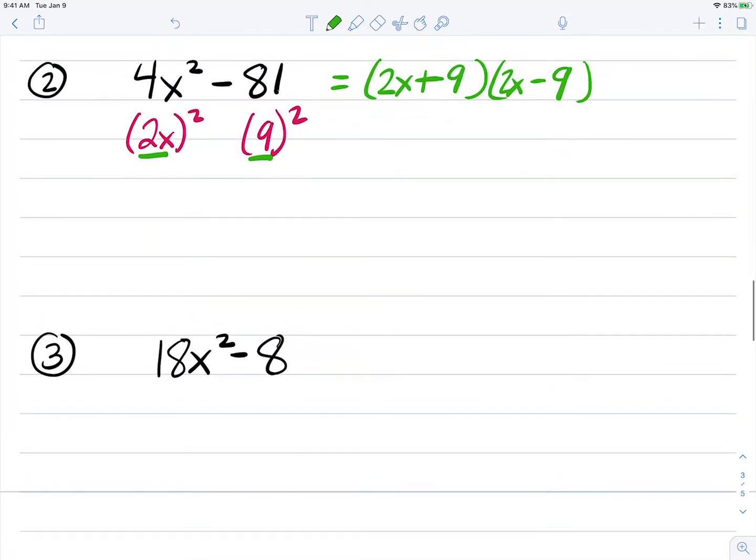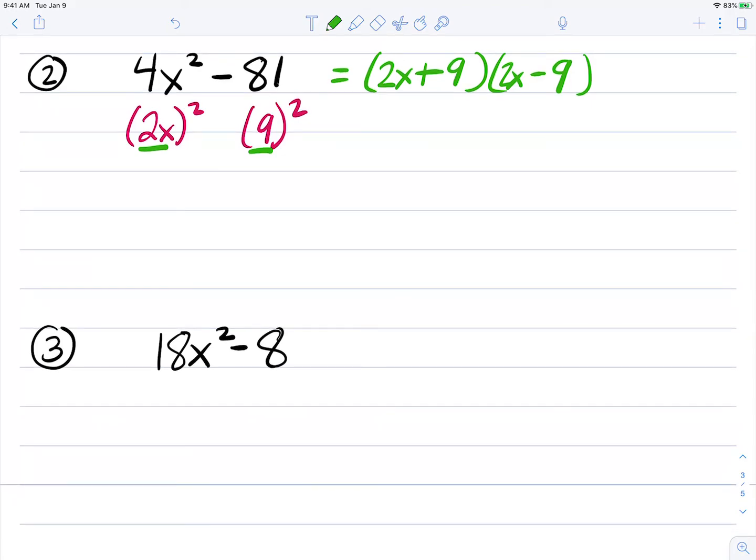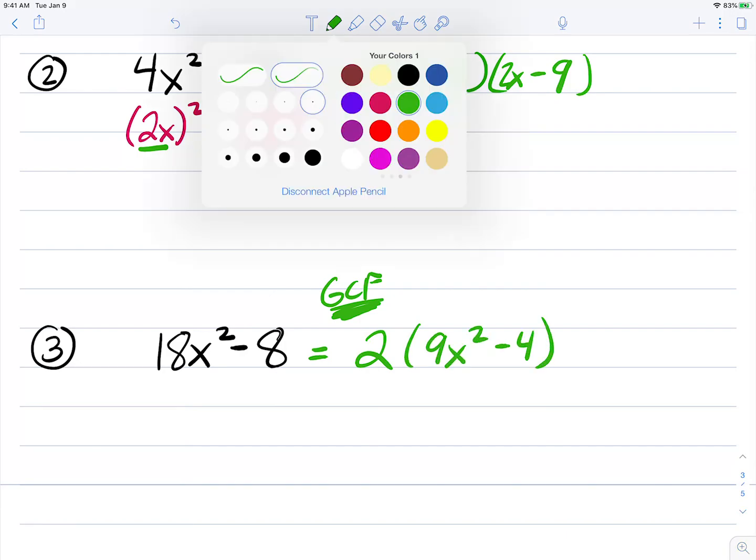Now, number 3. 18 is not a square term. 8 is not a square term either. 8's a cube term, but that's a different problem. What I want you to remember is that at the very top of our factoring flowchart is the GCF. You always have to ask yourself first, before you do anything, is there a GCF? On this problem, the answer is yes, it's a 2. I can factor out a 2 from both of those terms, getting me a 9x squared minus a 4.